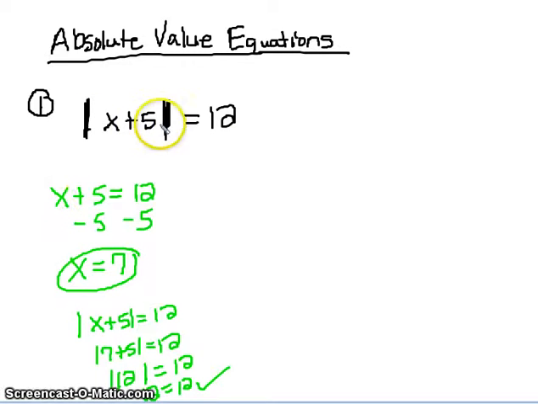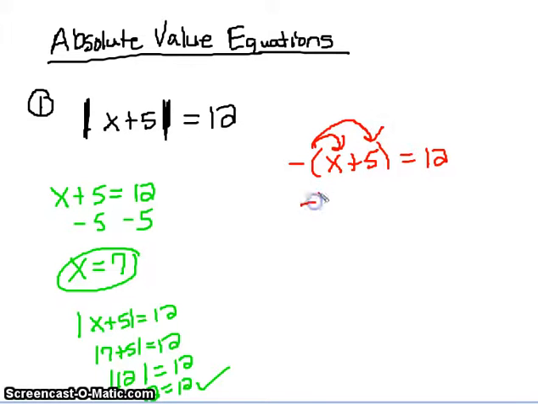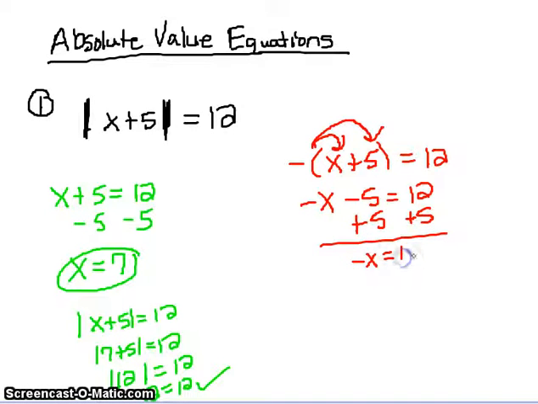One of them is the positive, the other one is the opposite of x plus 5 is equal to 12. So the opposite of x plus 5 equals 12. We have to use the distributive property. Negative x minus 5 equals 12. We're going to add 5 to both sides, and we get negative x equals 17. We divide both sides by negative 1, and so x will equal negative 17.